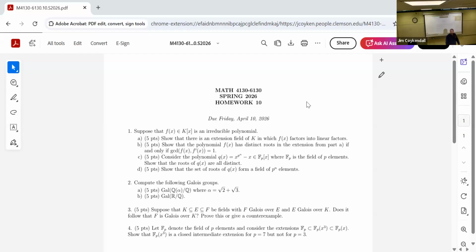So really, the first problem I've designed to sort of help us get a leg up on finite fields, because we're going to talk about that. Suppose that you have an irreducible polynomial over a field K, and at this juncture the field can be any field, it doesn't matter. Show that there's an extension field of K in which this polynomial factors into linear factors. And we're going to talk about that actually a little bit.